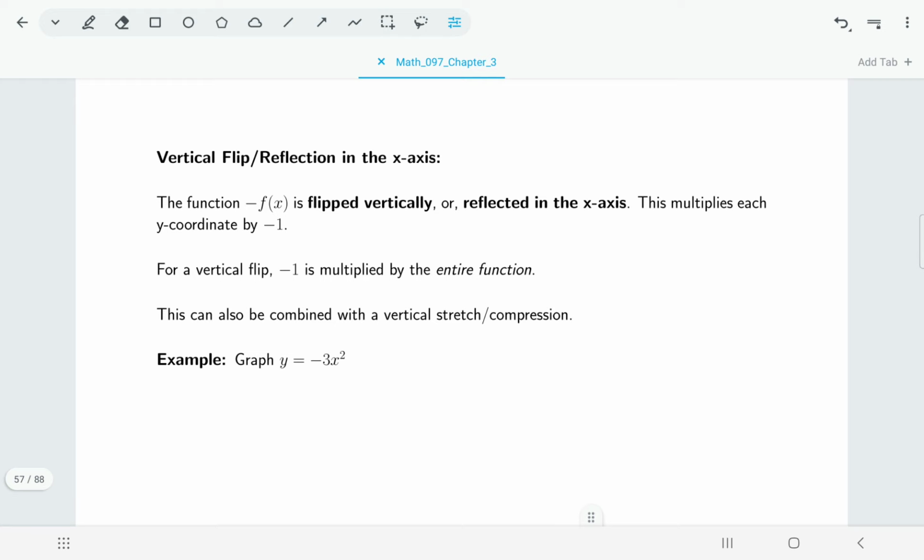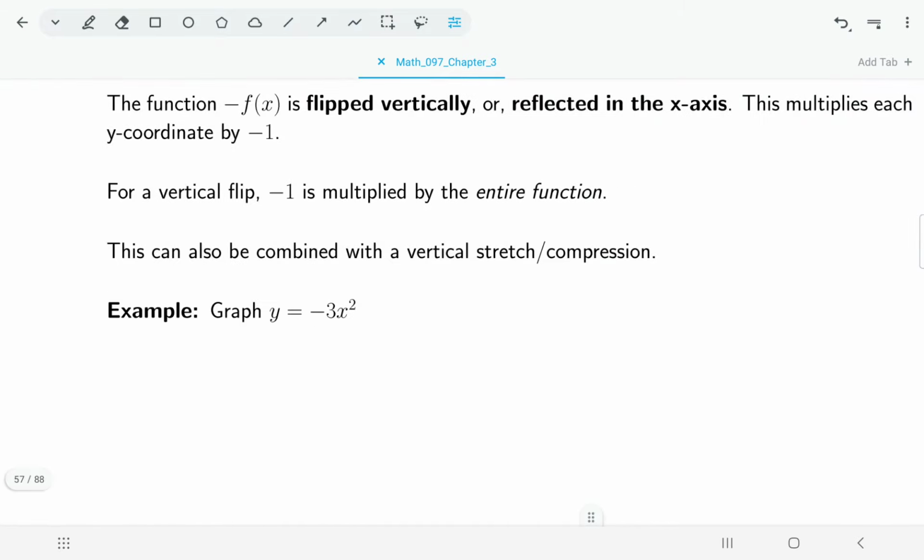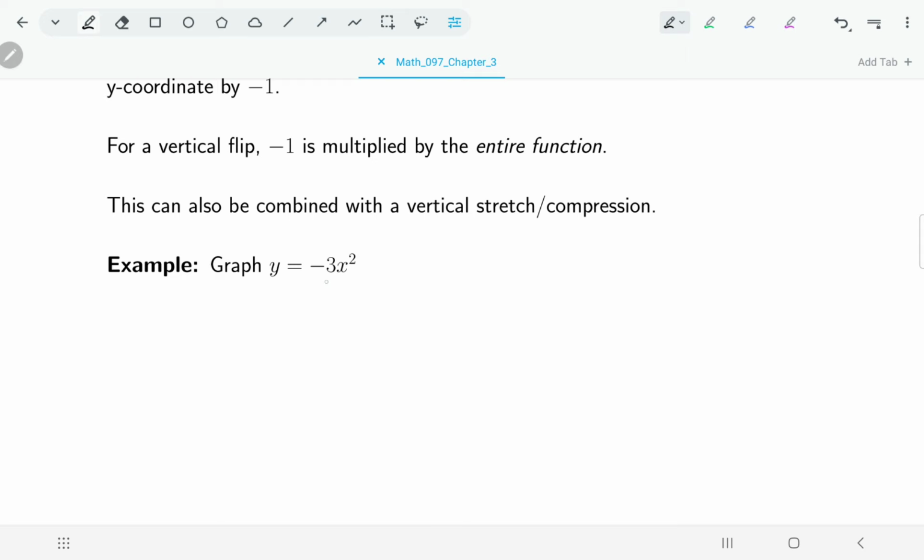Anybody who had a positive y value originally will now have a negative y value, and anybody who had a negative y value originally will now have a positive y value. Because it's done by that number in front of our function, the one that also would have controlled our stretching, that means that for vertical flips and vertical stretches, we're really going to do them at the same time. So if we're looking at this function y equals -3x squared, the 3 is going to make our graph 3 times taller, and the negative is going to make it also flipped.